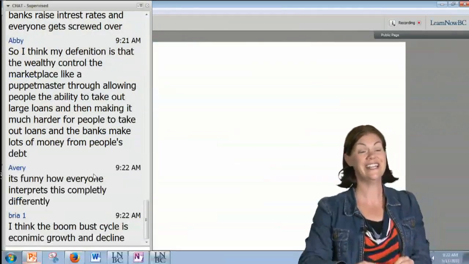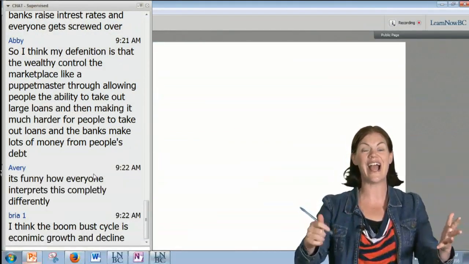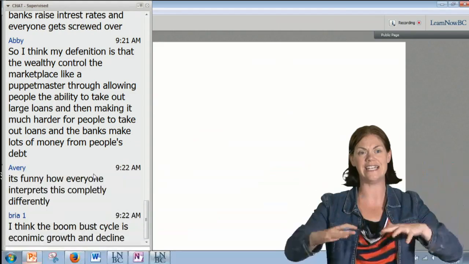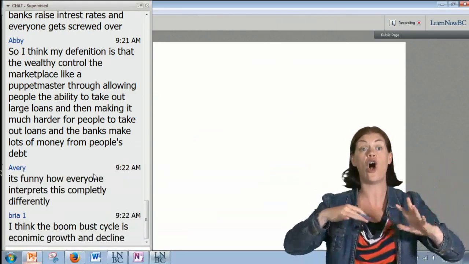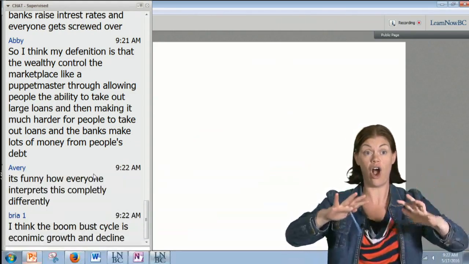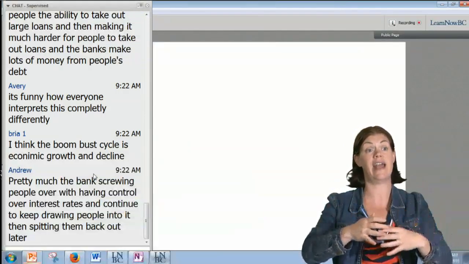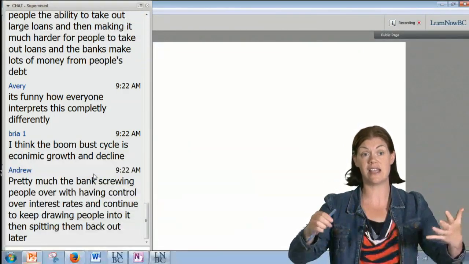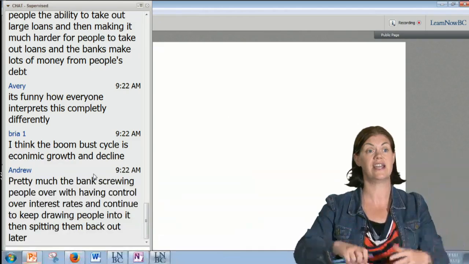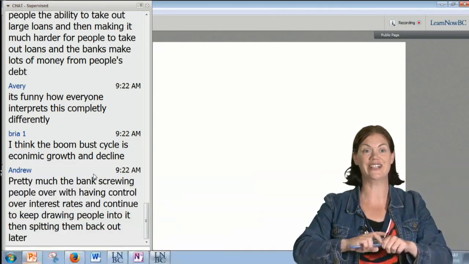Yeah, it is. I love looking at that, right, Avery? How everyone has a different understanding, right? But at the same time, you guys all are hitting the core heart of the idea of what a boom bust cycle is, right? That is the main point of this. Yeah, exactly. Good, you guys.